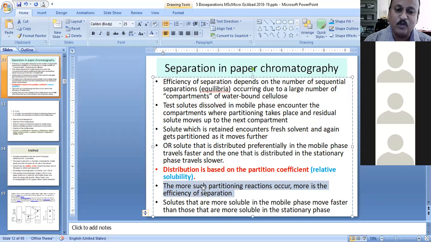If the paper is of good quality, very fine quality paper, then the compartments which are available for the partitioning reactions will be more. So more partitioning reactions will take place, and therefore the separation efficiency will be very good. Is it okay?